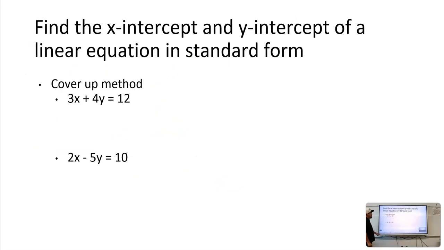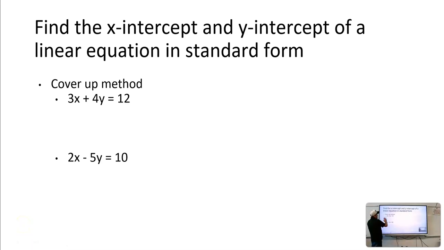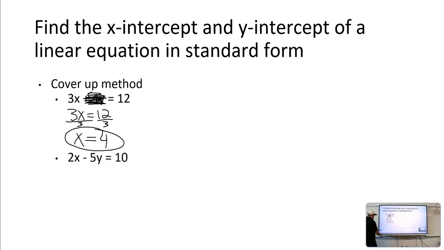Now, what about the intercepts? Well, to find the intercepts, I like to use something that we call the cover-up method. Basically what I do is I just ignore one of the variables at first. So let's look at our first equation. We got 3x plus 4y equals 12. I'm going to ignore the 4y at first and just write 3x equals 12, and we're going to solve that. So divide both sides by 3, and I get x equals 4. And that is my x-intercept right there.